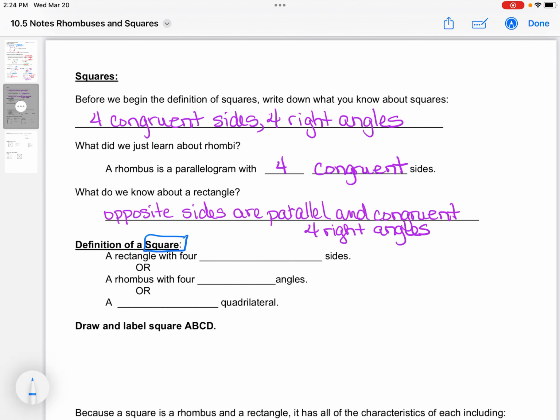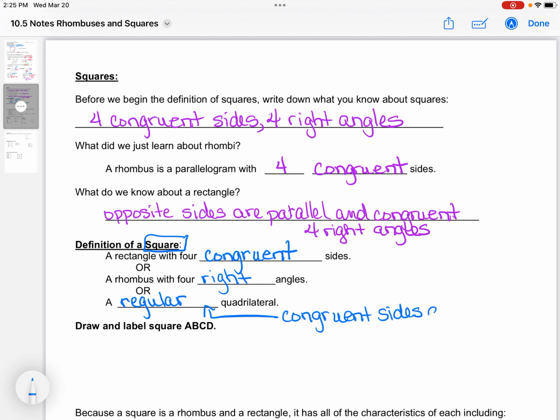So, you can think of a square as a rectangle with 4 congruent sides. Or you could think of it as a rhombus with 4 right angles. So a rectangle could be a square. A rhombus could be a square. A square is always a rectangle and a rhombus. We also would call a square a regular quadrilateral. Remember, regular means all the sides are congruent and all the angles are congruent.